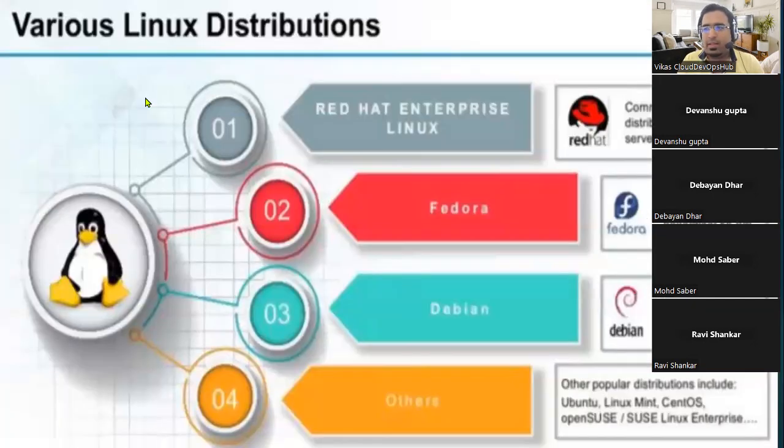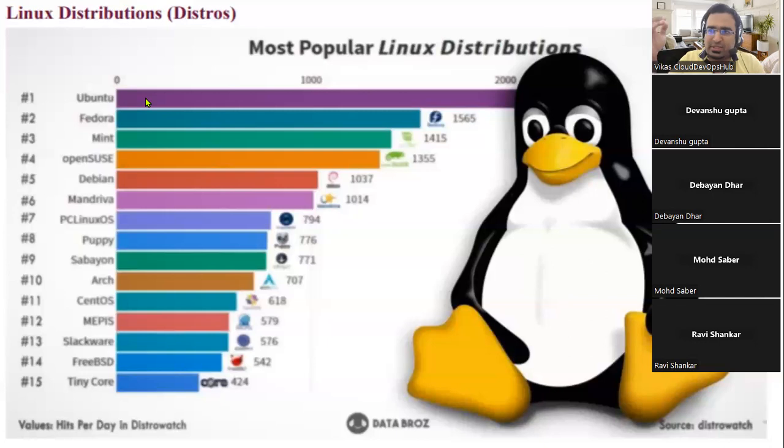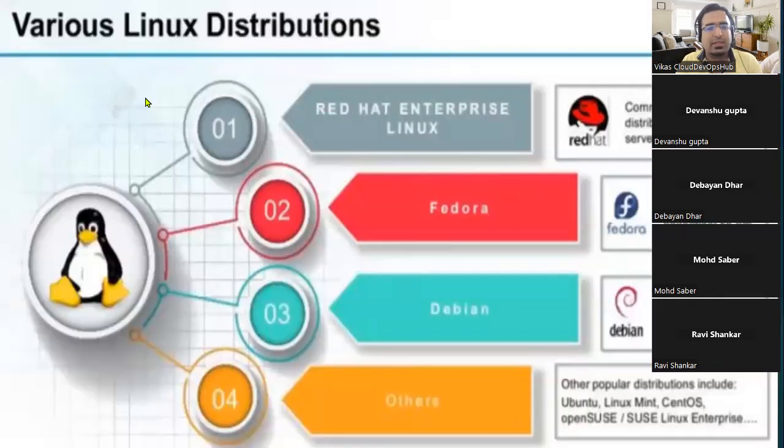Now, these are the different distributions or flavors of Linux. But within Linux also there are distributions. What do you mean by distribution? It has been divided into 4 categories. The very first category is Red Hat Enterprise Linux. There may be chances you have heard this name, Red Hat. All the certifications related to Linux, you have to write the certification of Red Hat.